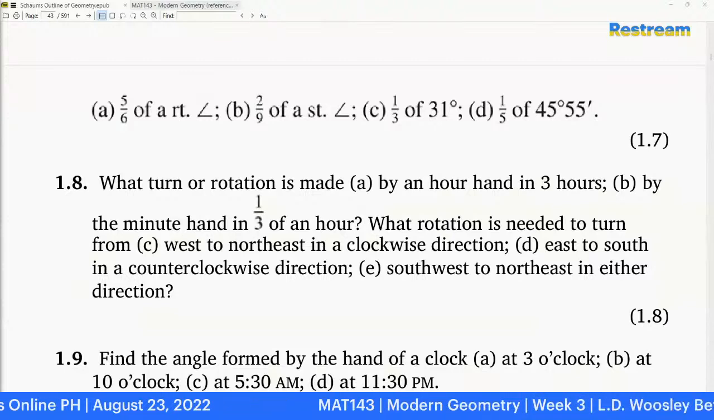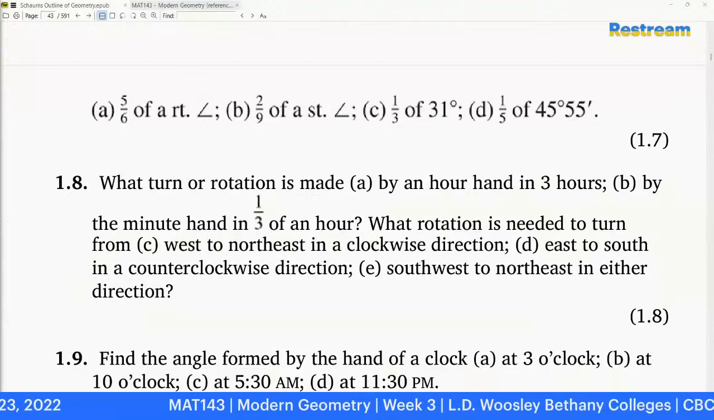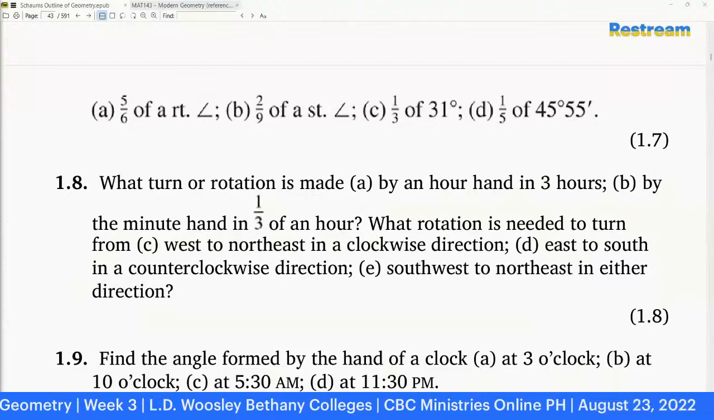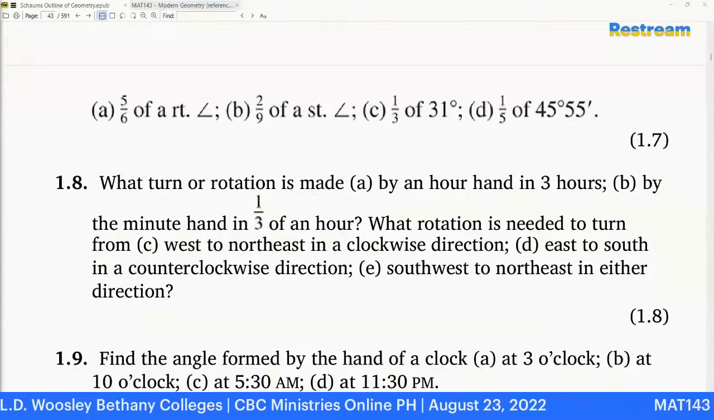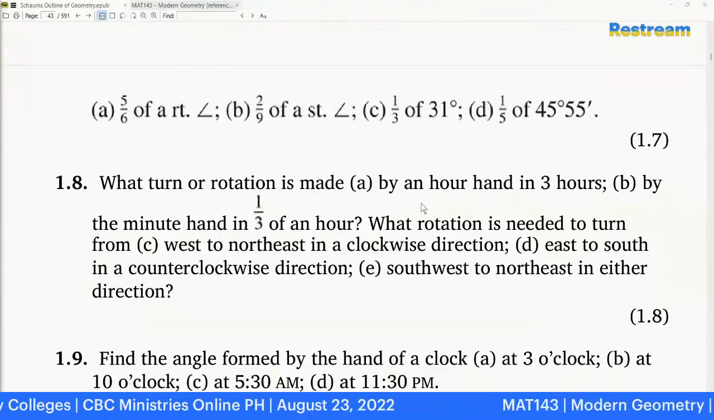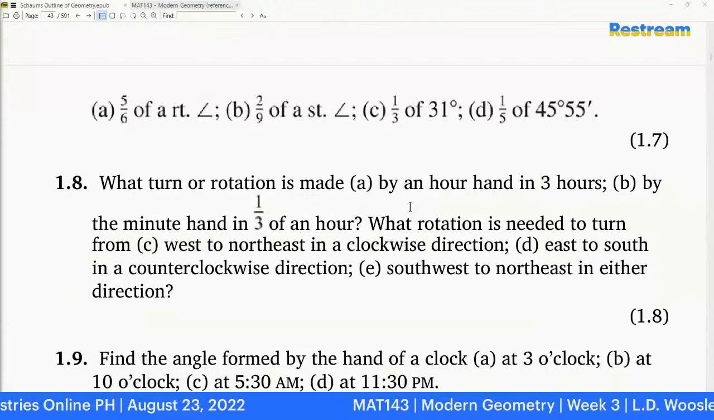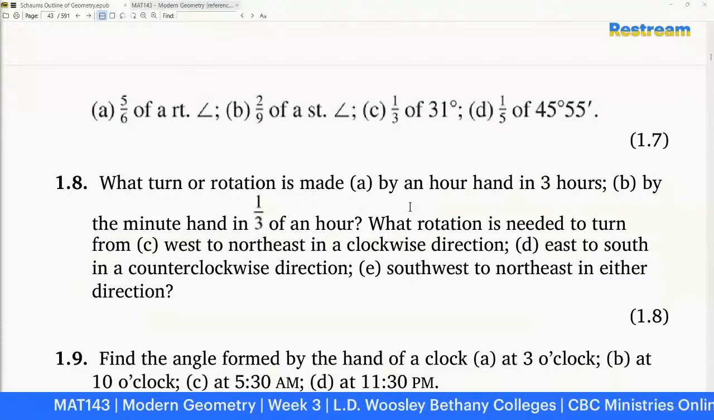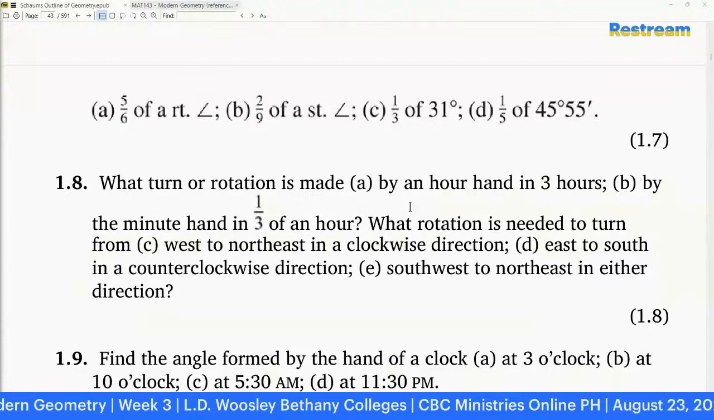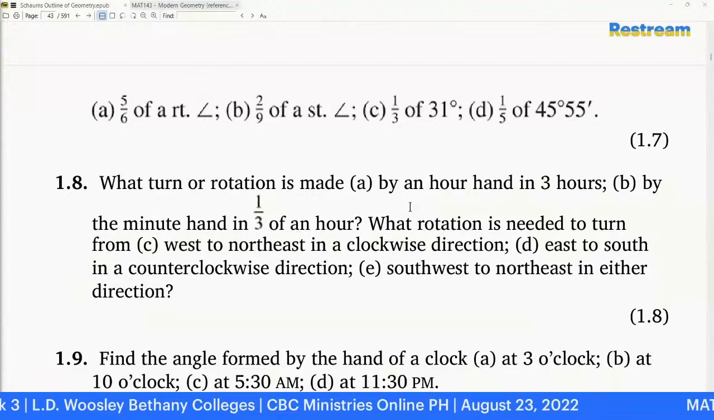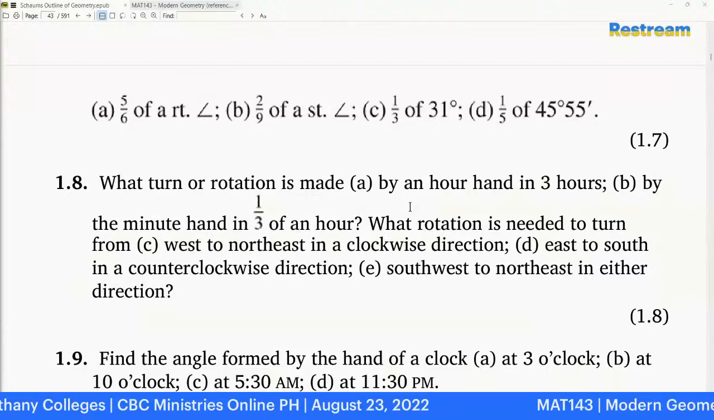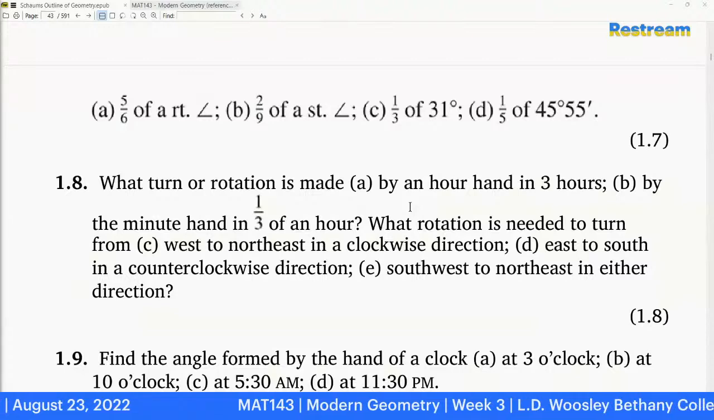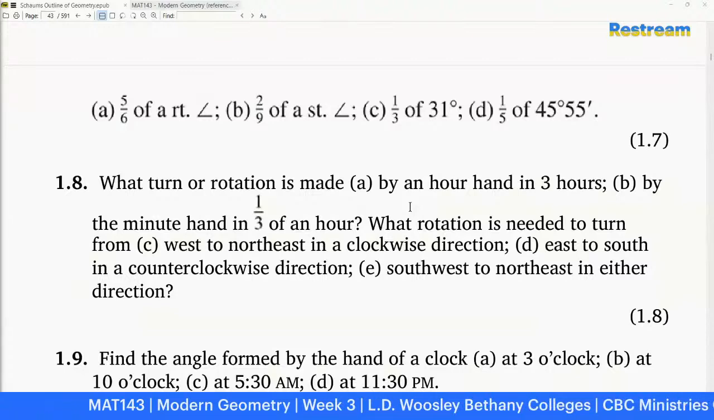Okay, so ito yung tanong. Okay, tingnan niyo yung mga relo nyo. Tanong, by an hour hand in 3 hours. So ibig sabihin, ano yung angle na tatakbuhin ng hour hand in 3 hours? So anyone could answer. Now, I hope you get the question. An hour hand in 3 hours. So yung turn or rotation is made. Ang tanong, anong angle yun?